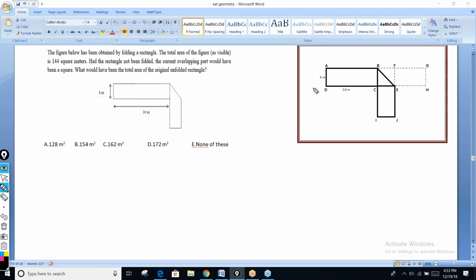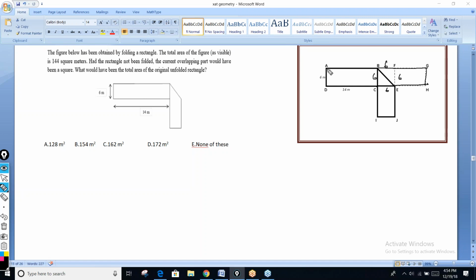We need to find out the area of AGHD basically. So that is given 6, that is given 14 till here. If this is 6, this is also 6, this is also 6. There is a square, so this is also 6, this is also 6. So the area of this part is given as 144, right? What is the extra area we need to add? If I put it like this, what is the extra area we need to add?